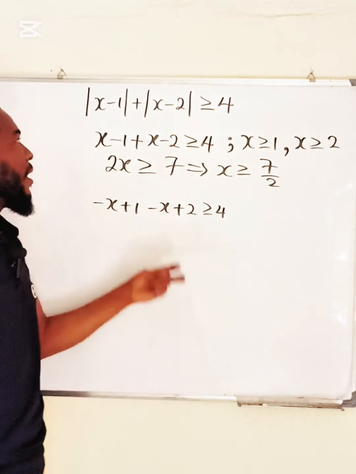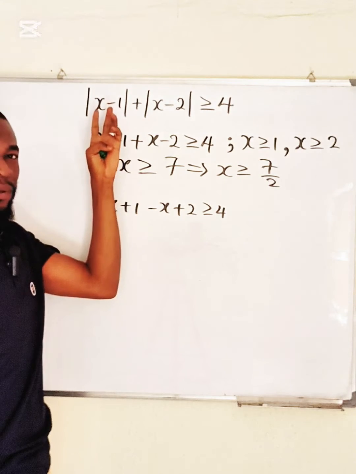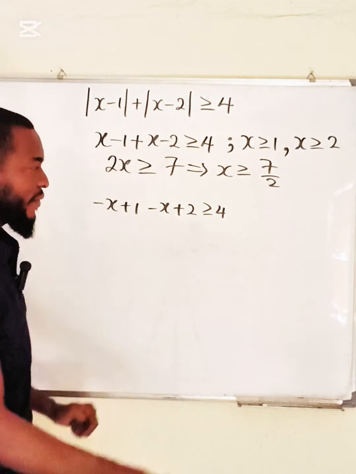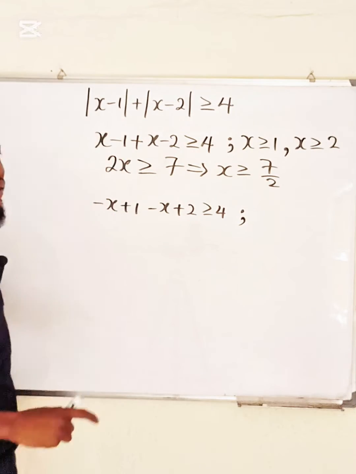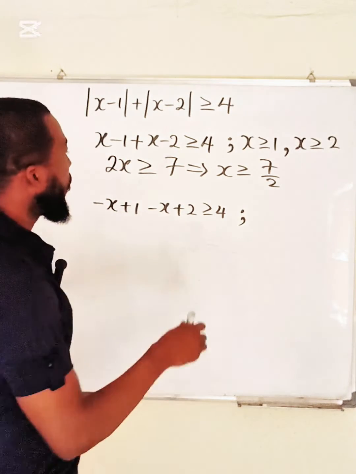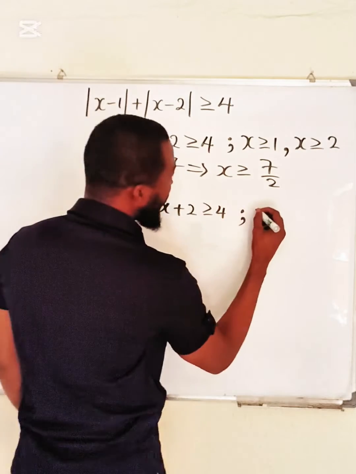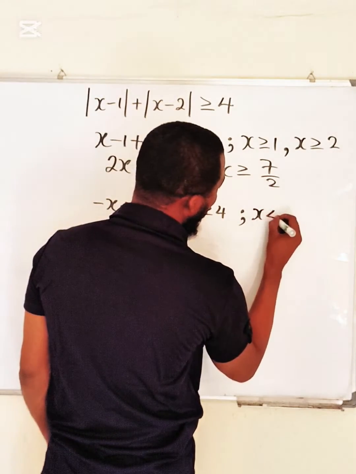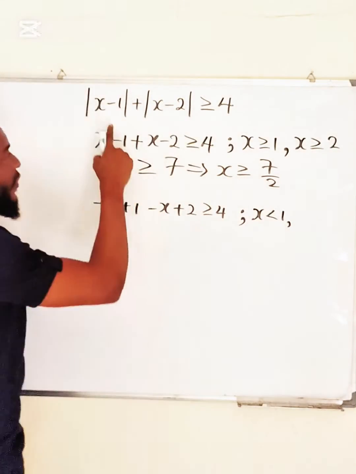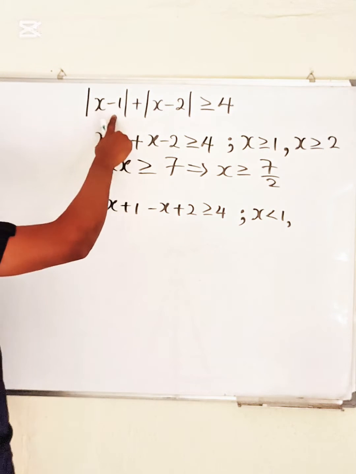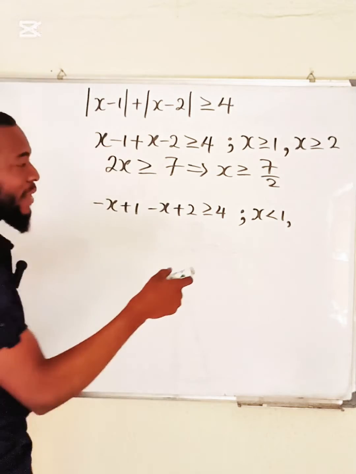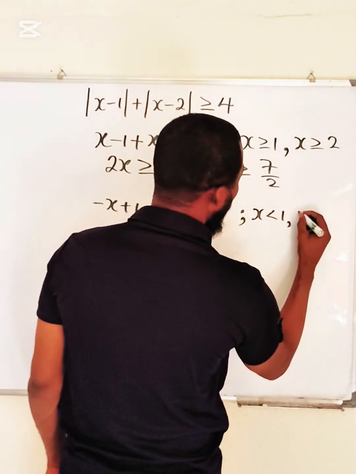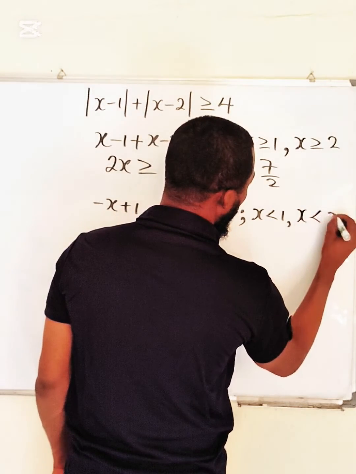It means that we are assuming that both are negative, which means that if this is negative, x minus 1 is less than 0. And if x minus 1 is less than 0, it implies that x is less than 1. So any value less than 1 will make the whole of this negative. Like maybe if this is 0, 0 minus 1 is minus 1. Do the same thing for the second one. It will be x less than 2.